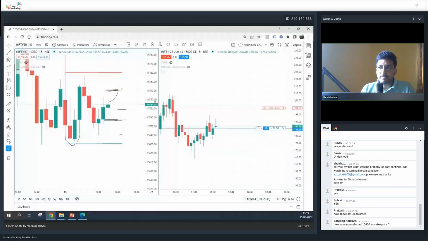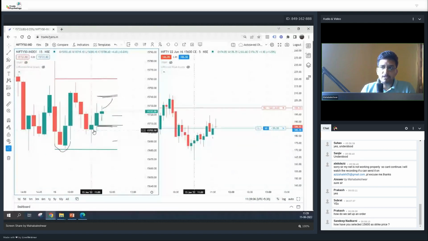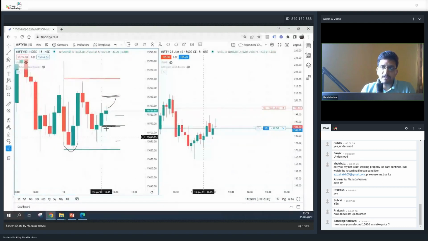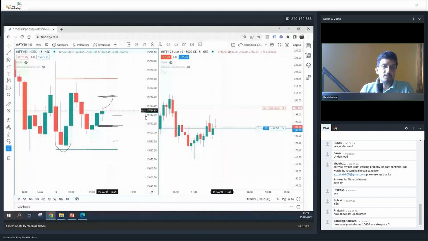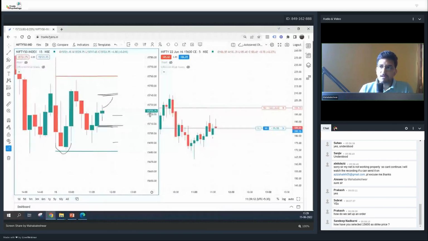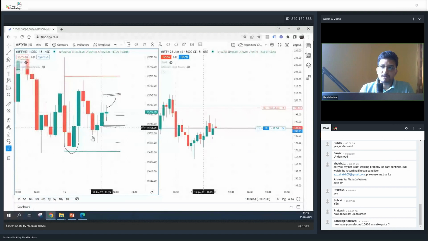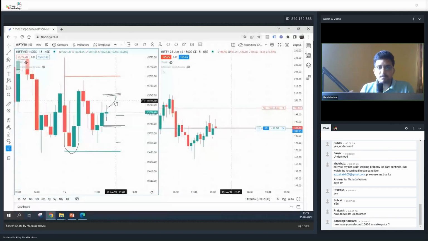So here, I'm assuming, based on the previous swing lows or swing highs, what prediction I'm expecting from the market. Based on the swing low which the market has created, I'm assuming the market will go up. That is my assumption. So how can I trade? Maybe I can buy a call, or I can buy futures, or I can sell a put. There are multiple ways available.